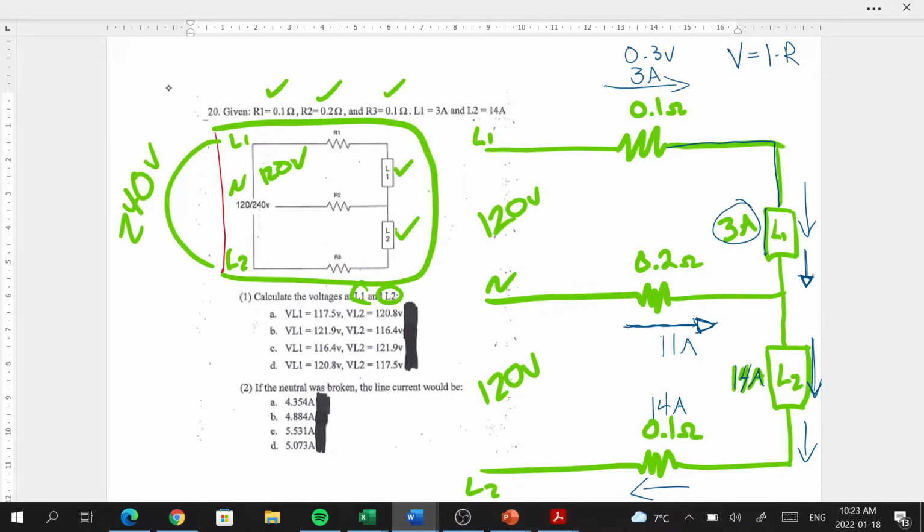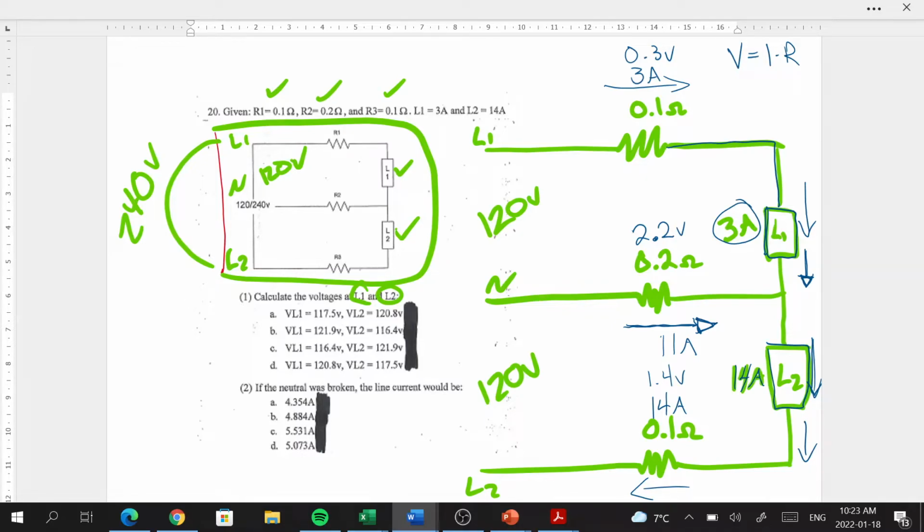If we got 11 amps going through the neutral and a 0.2 ohm internal resistance, then we're going to have a 2.2 volt drop along that conductor. And here on line 2, 14 times 0.1 is going to give us a 1.4 volt drop along that conductor. Okay, so these drops are going to affect the voltage we see along our loads.